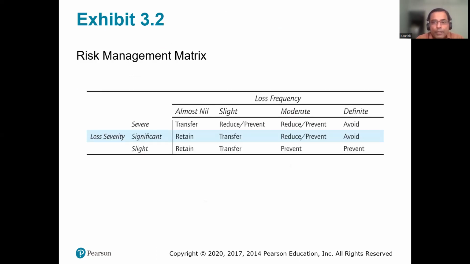So we look at this matrix, different levels of loss frequency versus different levels of loss severity. So for different combinations, we have different ways to manage the risk, either transfer of risk, retaining the risk, or reducing the risk, and so on.